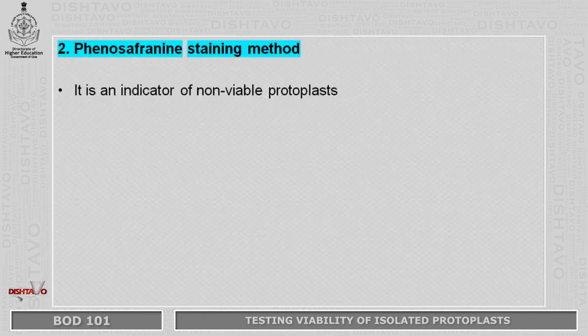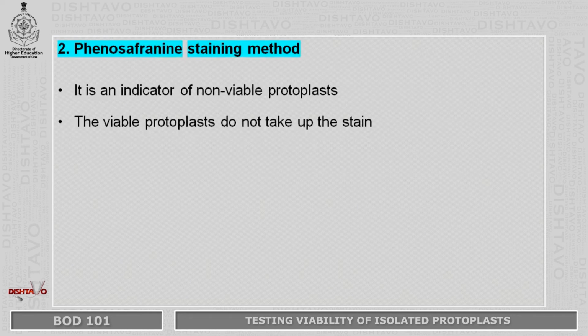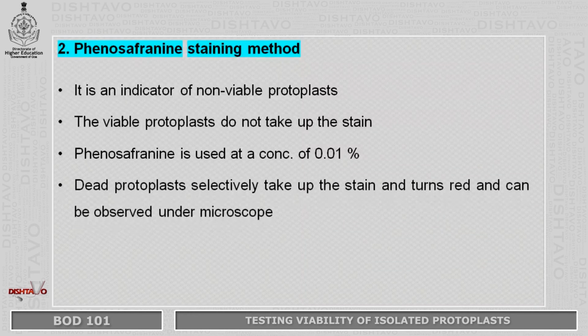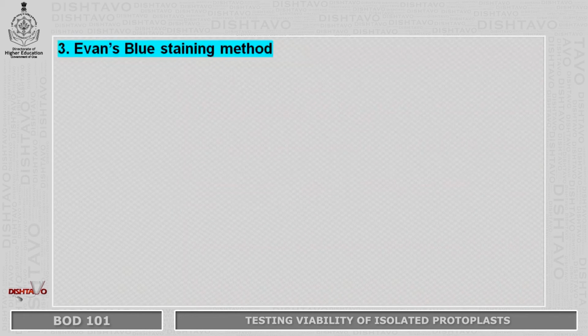It is an indicator of non-viable protoplast. The viable protoplasts do not take up the stain. Phenosafranine is used at a concentration of 0.01%. Here, dead protoplasts selectively take up the stain and turn red and they can be observed under microscope.